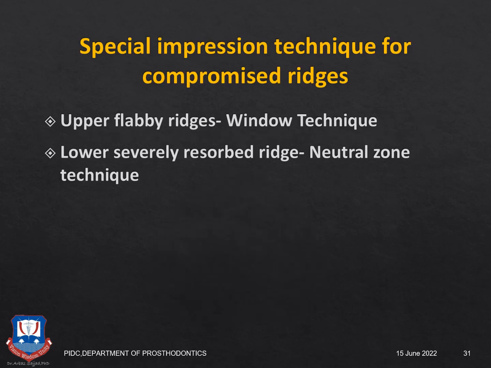And then coming to the special impression techniques for the compromised ridges. Like I mentioned, when your patient has flabby ridges, which will usually be the case in the maxillary premaxilla or the mandibular anterior region, small windows are made in the special tray over the flabby ridges or the hyperplastic ridges so that these tissues can be recorded in their anatomic state and not in the functional state, because they will get distorted if pressure is applied over them.